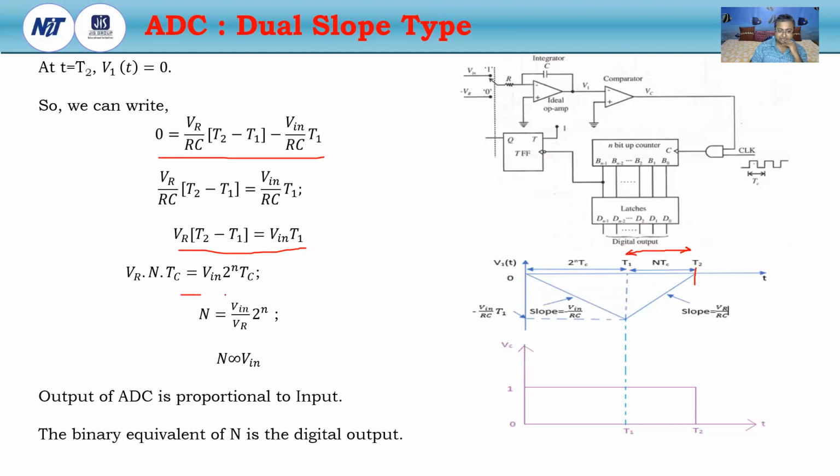So N is equal to V in by VR into 2 to the power of N. Here we can see that V in by VR is constant, and 2 to the power of N is already known. So N is directly proportional to the input voltage V. What is N? N is the binary equivalent of the digital output. So the output of the dual slope ADC is directly proportional to the input voltage.